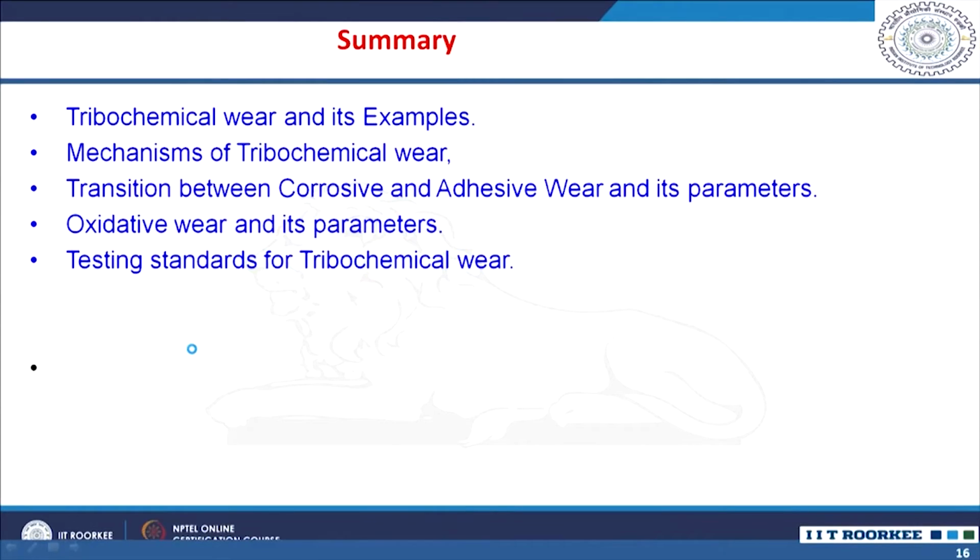So, finally, summarizing this class, tribochemical wear and its examples are seen, mechanisms of tribochemical wear are understood, and we understood there is a transition between corrosive and adhesive wear, and oxidative wear is also understood with its parameters. The wear loss due to tribooxidation can be estimated if you know the sliding speed, the temperature and other oxidative wear conditions for a given material. And there are certain testing standards available for evaluating the tribochemical wear.